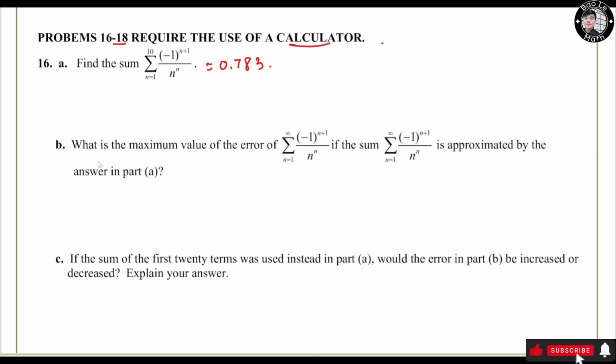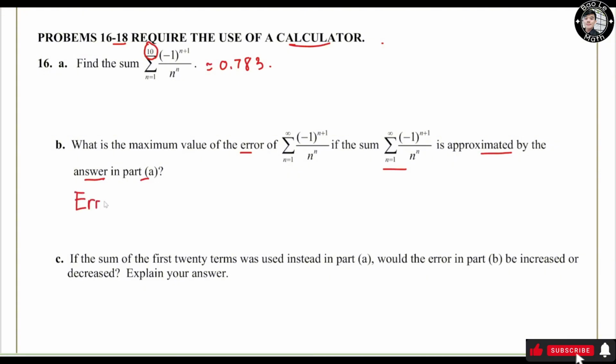Now question B. What is the maximum value of the error of this series if the sum is approximated by the answer in part A? If we use part A to do part B, we see that n equals 10, and then the first omitted term should be n equals 11. So we're going to use the alternating series error bound.